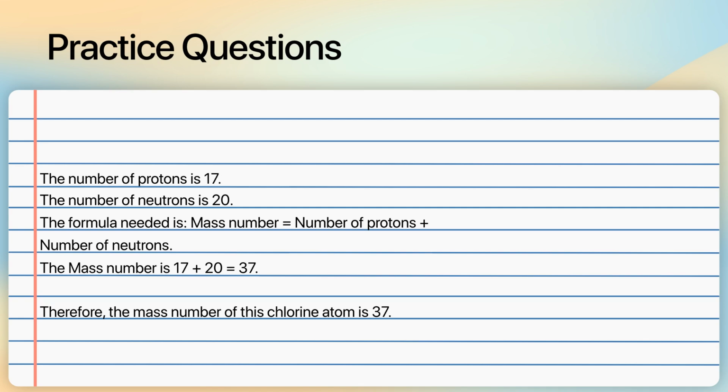These examples illustrate how to determine the number of nucleons in an atom's nucleus using the mass number and the number of protons. This skill is fundamental for understanding atomic structure and the differences between isotopes.